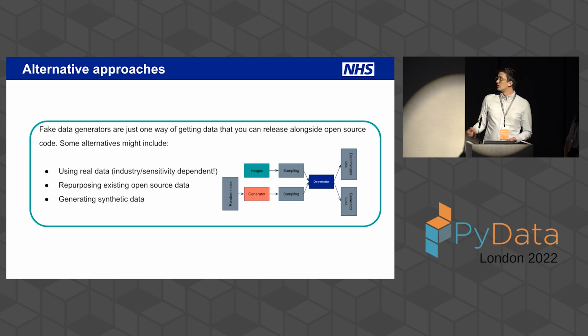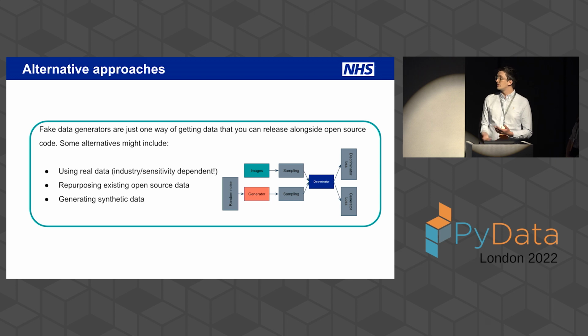It's worth noting, going forward in this presentation, some alternatives that you might consider if you were thinking of using fake data. Fake data is just one way of getting data out to release alongside your code. So there are some alternatives. I guess we'll circle back to the question again, but you could use real data. This is really industry and sensitivity dependent. For healthcare, this isn't an option, but depending on where you work, it might be.